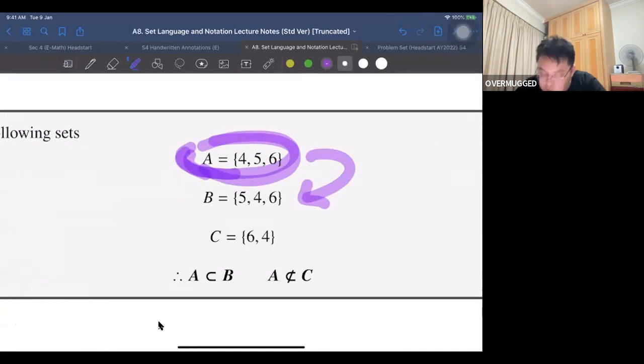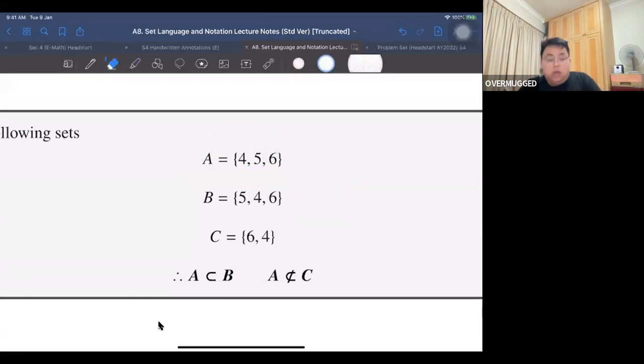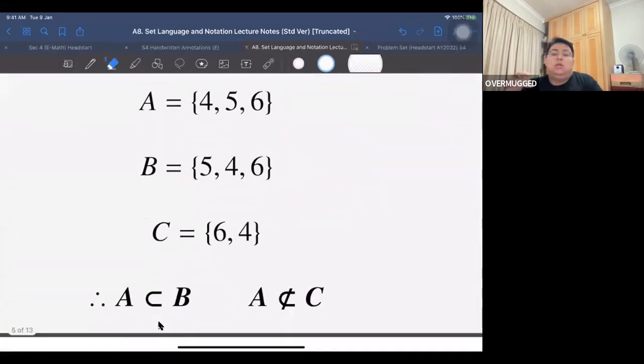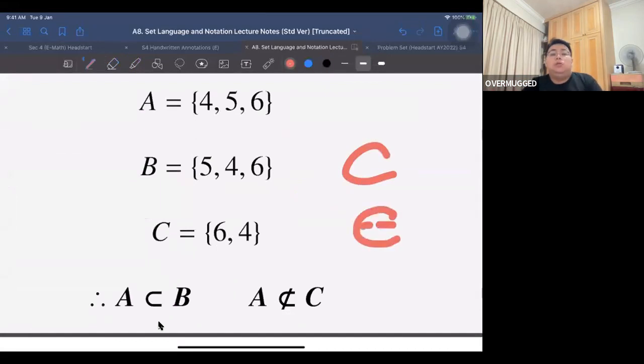Okay, so this is the definition, that the whole set of A is inside the set of B. Now, when you have the slash over there, A not a subset of C, this means that there are elements in A that are not inside C. That is what it means. So do not confuse this symbol of the subset with the one with the E. They mean two different things, so just be careful.